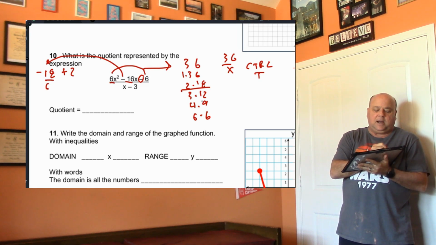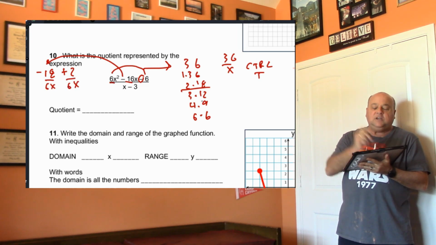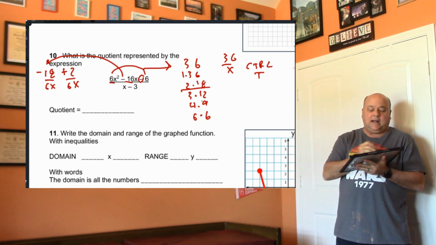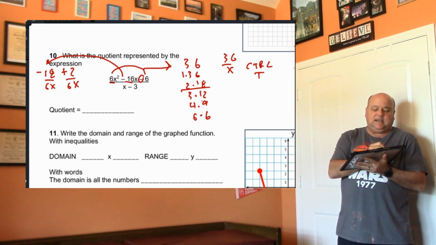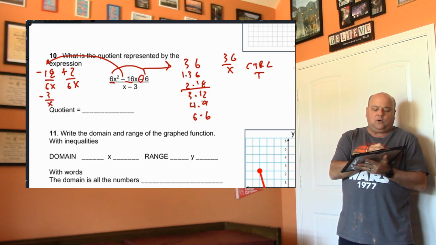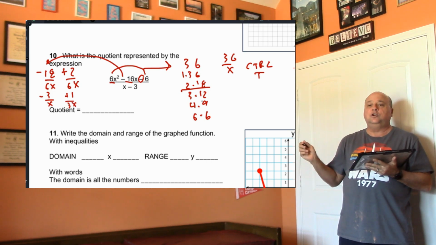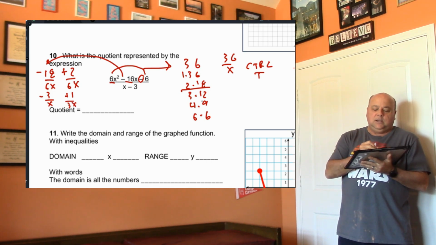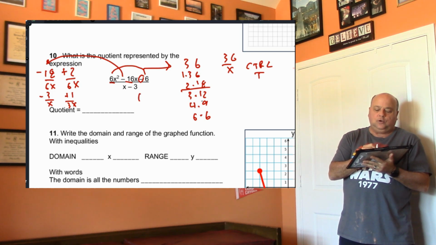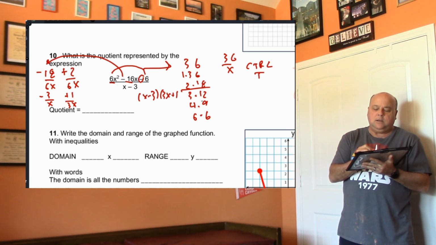This has to go on the bottom. And notice both of the fractions will simplify. If you divide 18 by 6, you'll get negative 3 over x, and this is going to be plus 1 over 3x. Those are your two factors, okay? So this is going to turn into x minus 3 times 3x plus 1 over x minus 3.